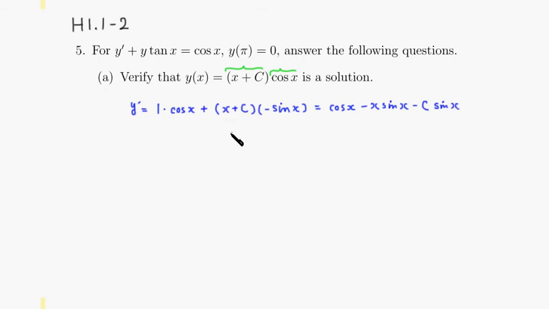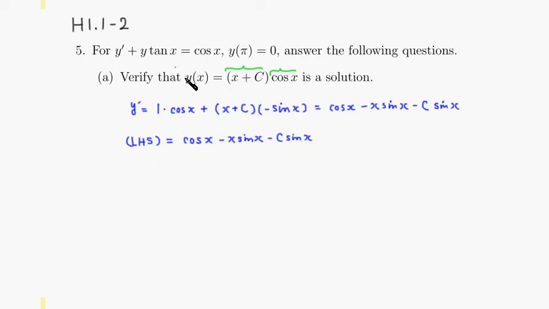Let's look at the left hand side to see if we can get the cosine of x. The left hand side is equal to y prime, which we just found, so I'm going to copy that: cosine of x minus x sine of x minus c sine of x. That's y prime.